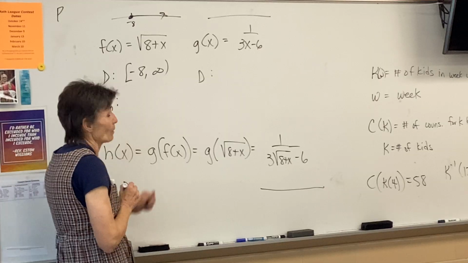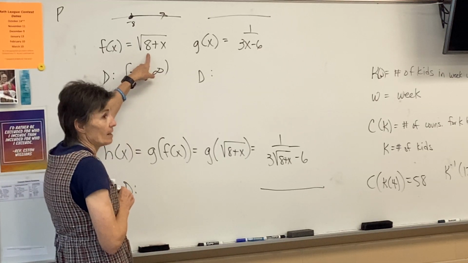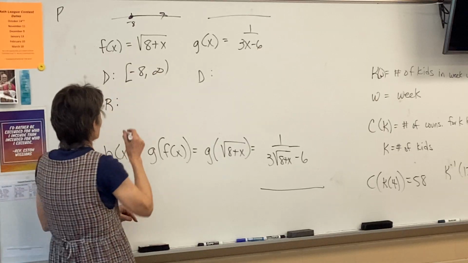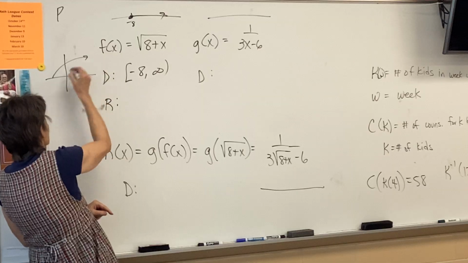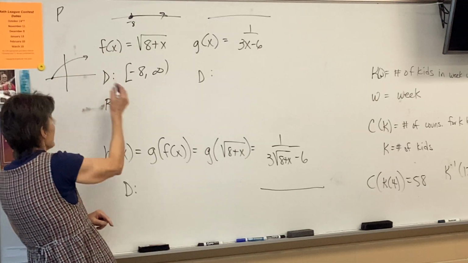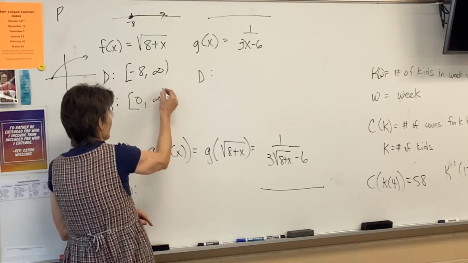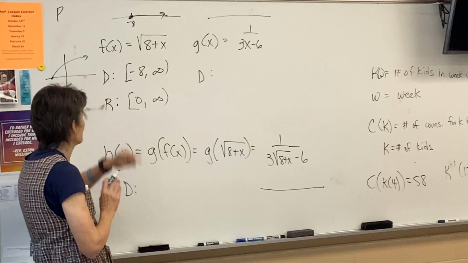Now we also need the range of that function. So stop and think what that looks like. That is a square root function. So won't that look like this, starting over here at -8? So that means its range is 0 to infinity. That was another question down the line. What's the range of that?